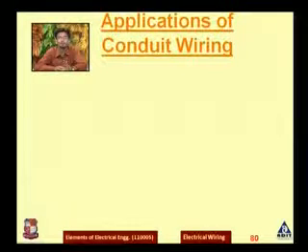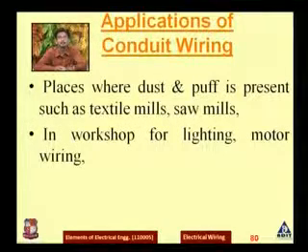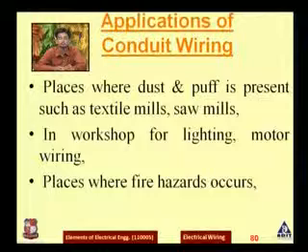As for the application of conduit wiring, it can be placed where dust and fluff are present, such as textile mills and sawmills. In that case, this conduit wiring is the most suitable wiring for making electrical connections. The next application is in a workshop for lighting or motor wiring systems, where constant supply is needed. At that place, this conduit wiring is used.